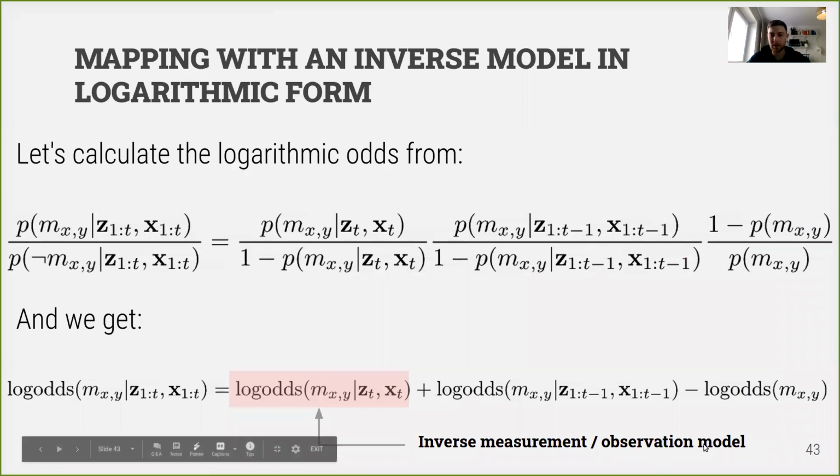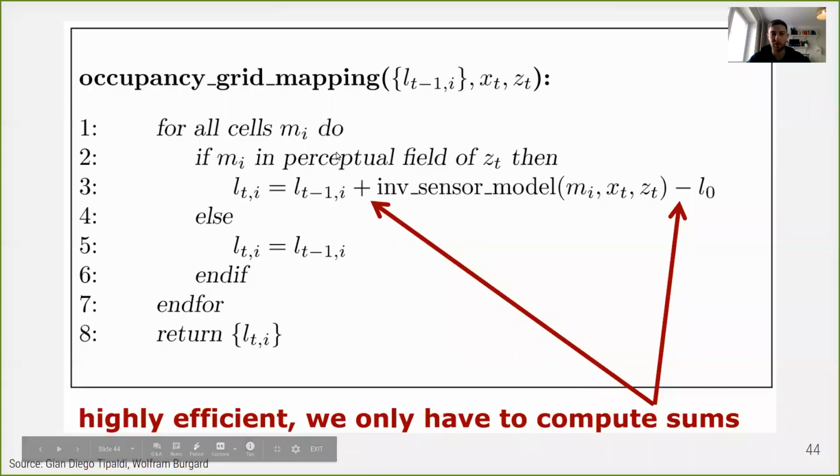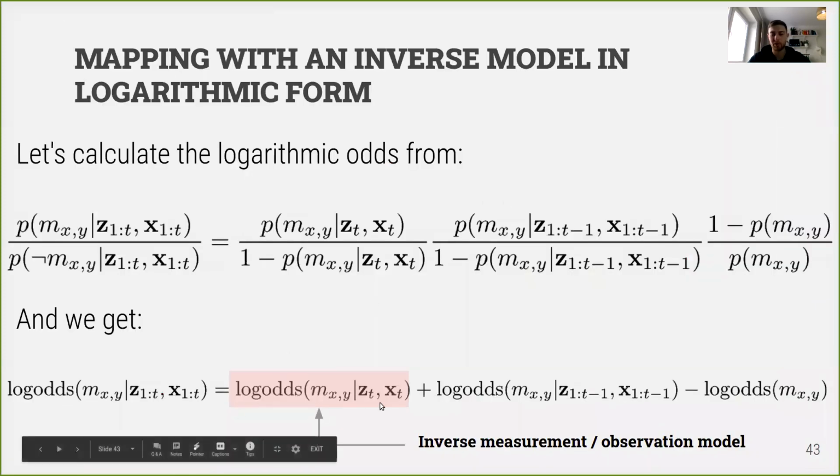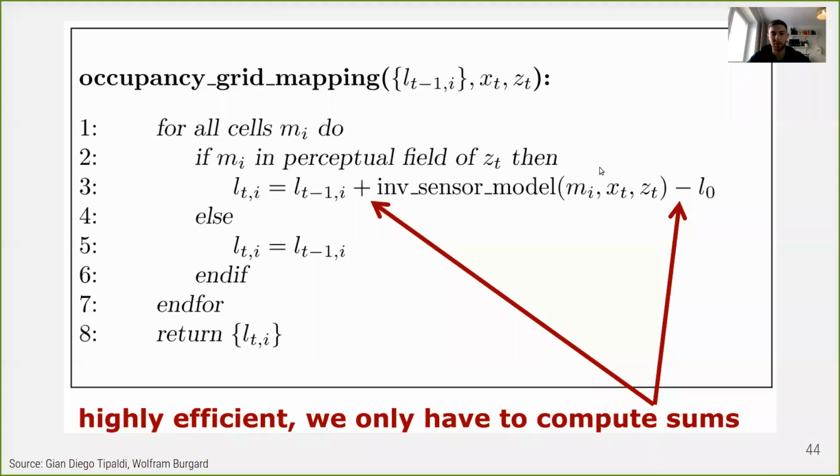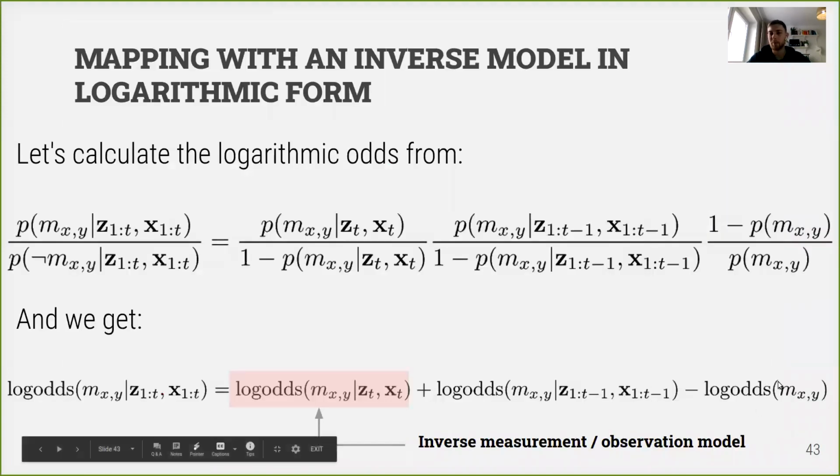This is exactly this equation. So we have our previous state of the cell. We compute the so-called inverse sensor model, this one, and we will discuss in a minute what it can be, how this inverse sensor model can be constructed. And we subtract our prior each time. But the interesting thing is the following.